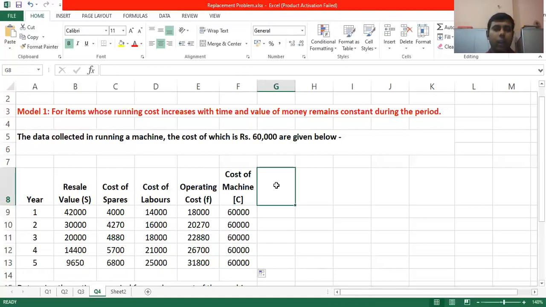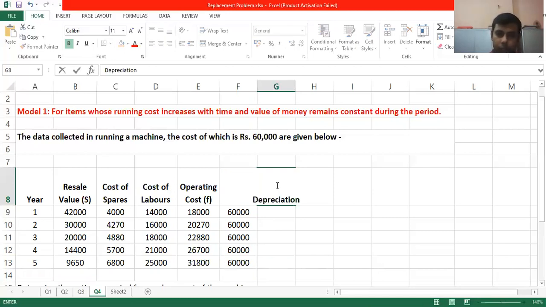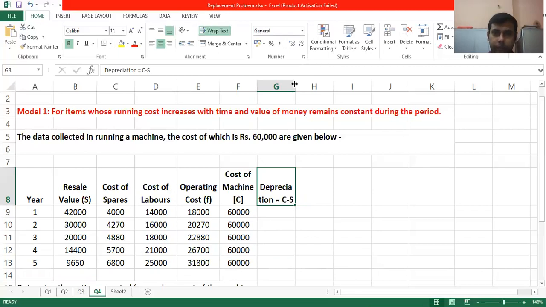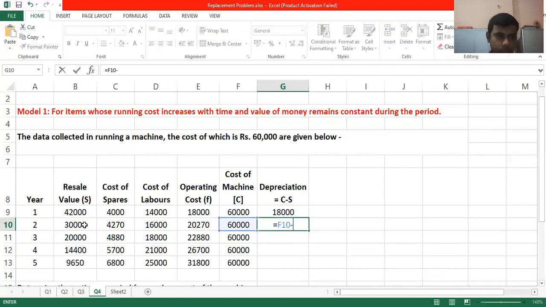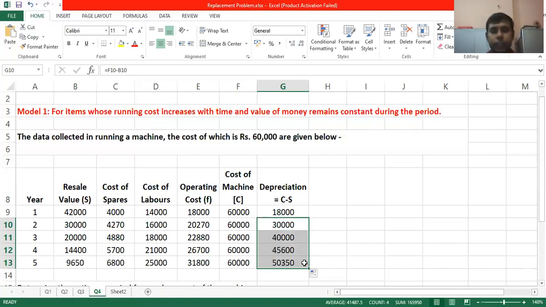Fine. Let us calculate depreciation equals to C minus S. So what is our C? Cost minus resale value is here. Again, this is our cost minus this is our resale value, right? So bring it down. Now this is our depreciation.